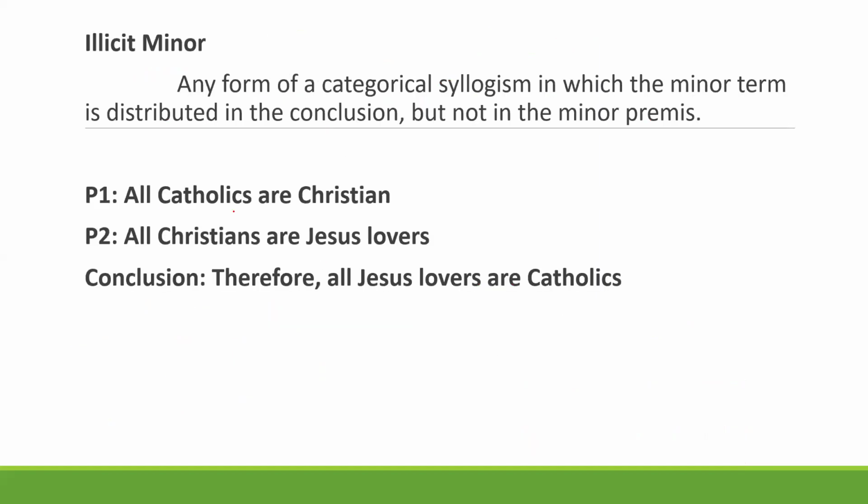Next one, illicit minor. The same thing here: we are going to find out whether the minor term is distributed or not in either of the premises. First we have to find the middle term. The common term will be the middle. This is called the major, this is the middle, and this is called the minor. The major term must always be in the predicate of the conclusion.